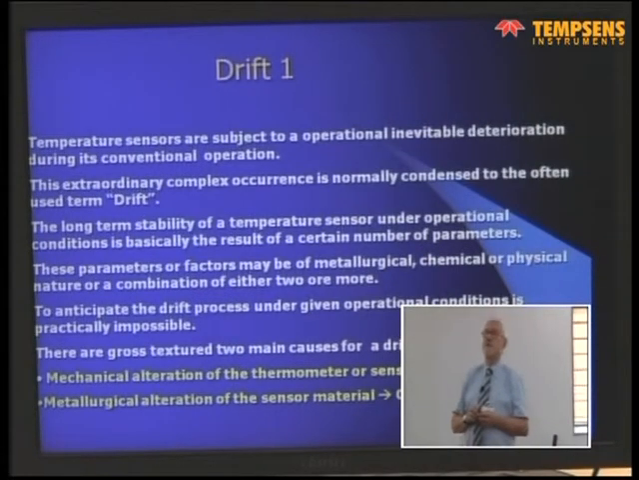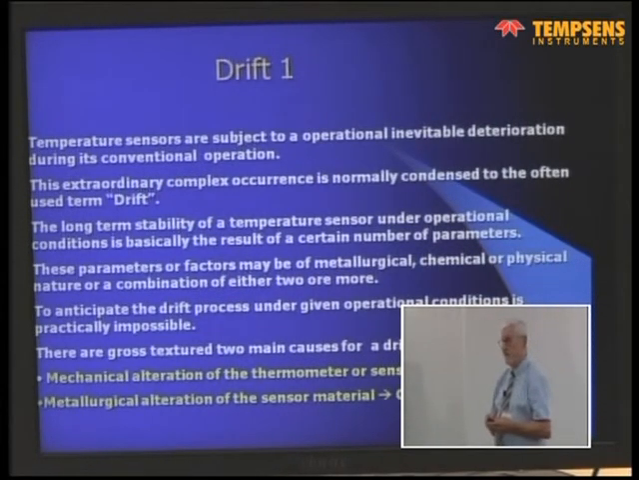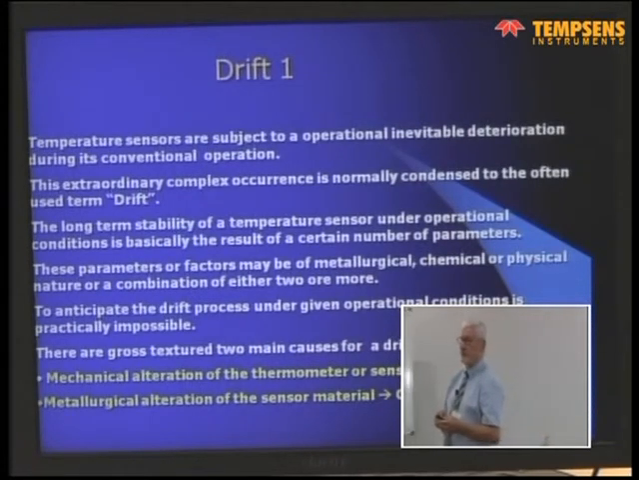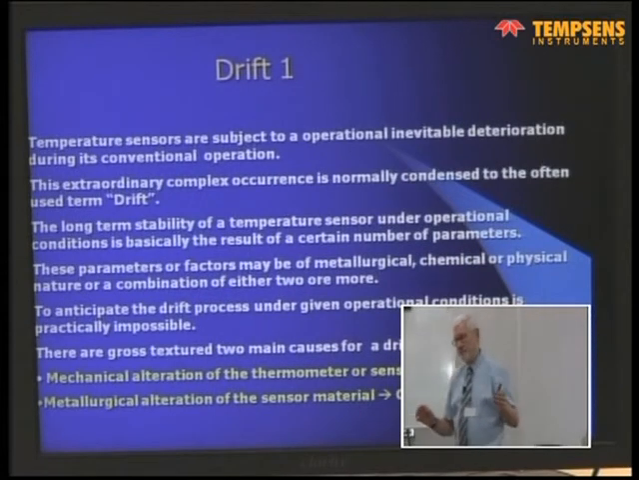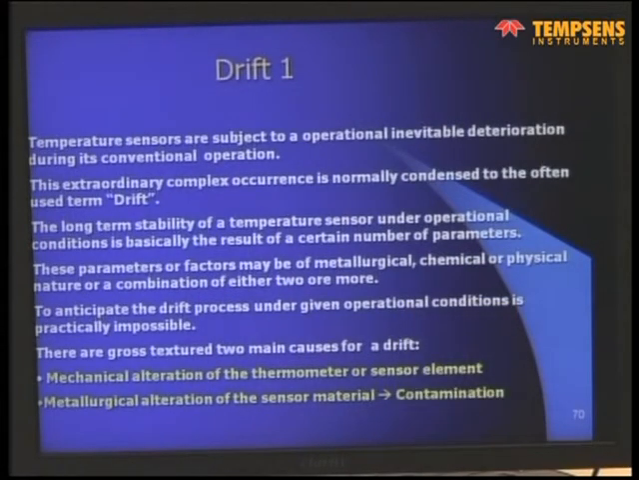Temperature sensors are subject to inevitable deterioration during their conventional operation. Only when you take the sensor, put it on your writing table and never use it, it will have an independent life. No drift, not even in centuries. But as long as you use it, it will alter, definitely. And there is no case thinkable to prohibit this. When you use it, you will alter it.